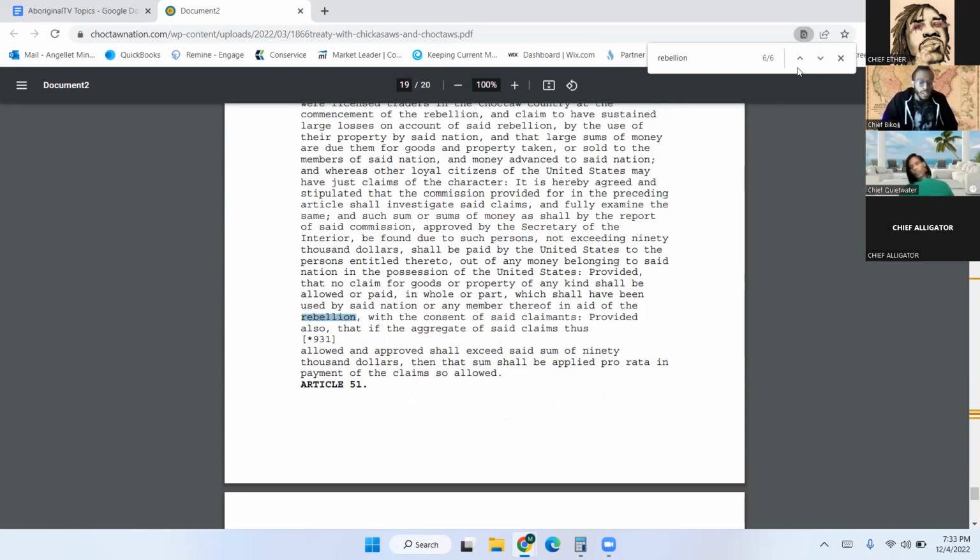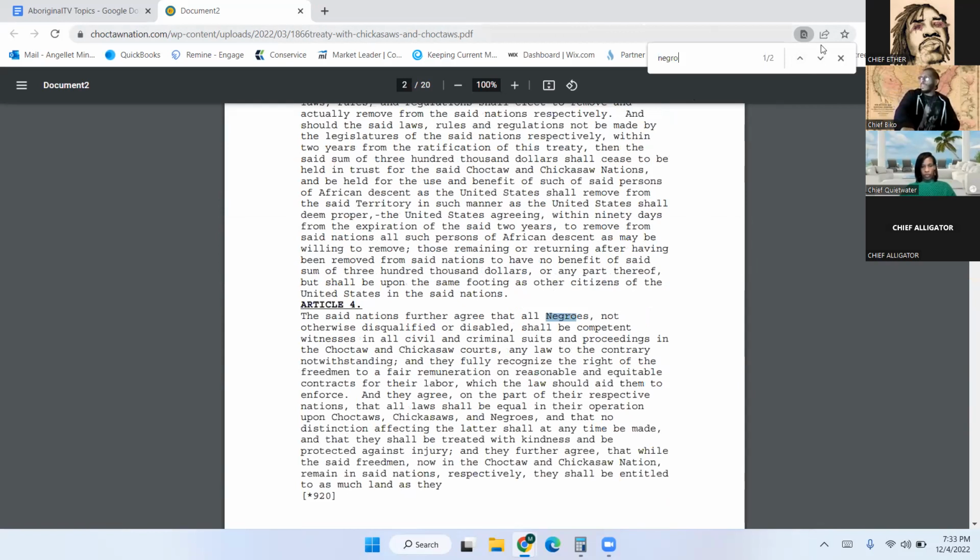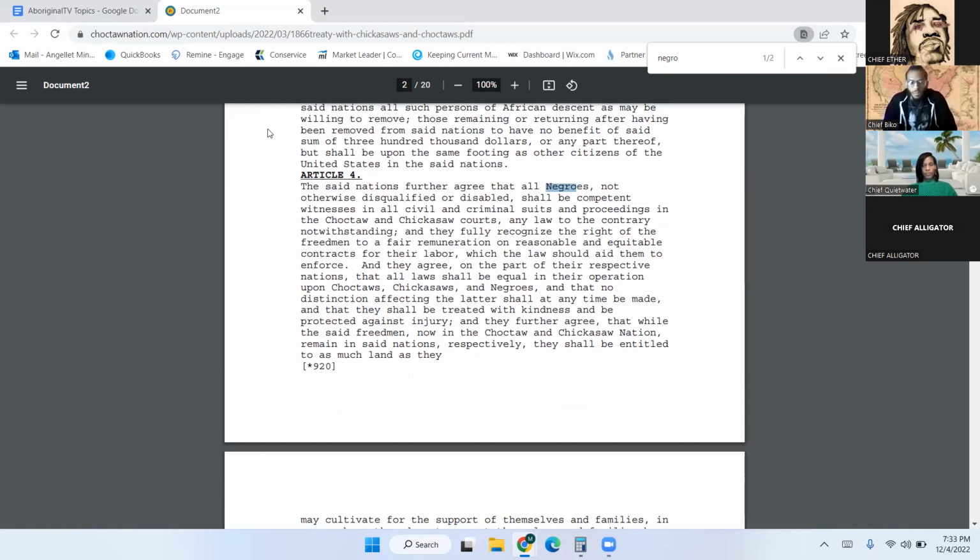And this is about the Chickasaw and Choctaw Americans, them establishing themselves, them having to adopt these quote unquote freedmen, which again is the European, these refugees, these white settlers. But I want to type in something here. Let's type in Negroes to see what pops up. We're going to see exactly who the Negro is without them even telling you in plain language who the Negroes are. So it says here, the said nations further agree that all Negroes, not otherwise disqualified or disabled, shall be competent witnesses in all civil and criminal suits and proceedings in the Choctaw and Chickasaw courts.